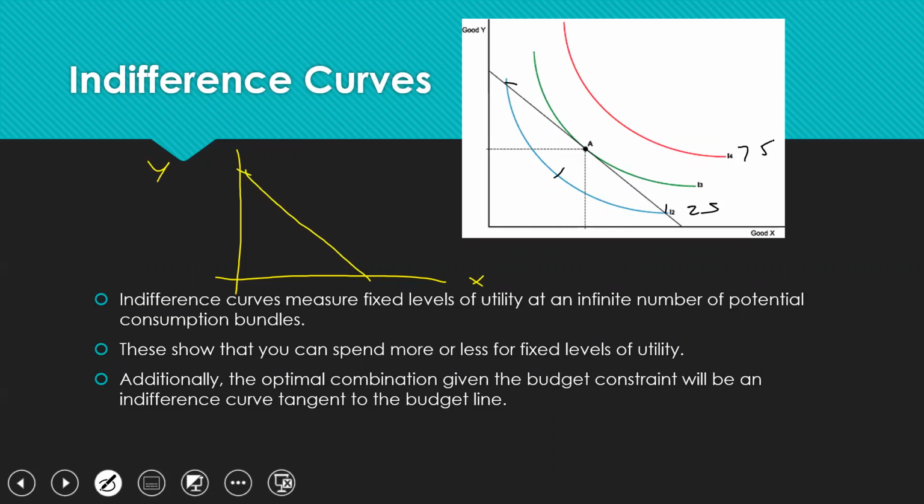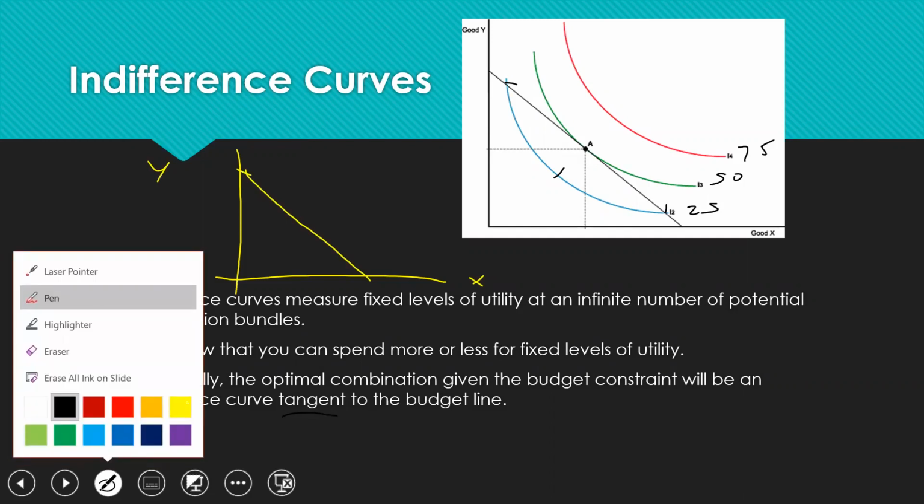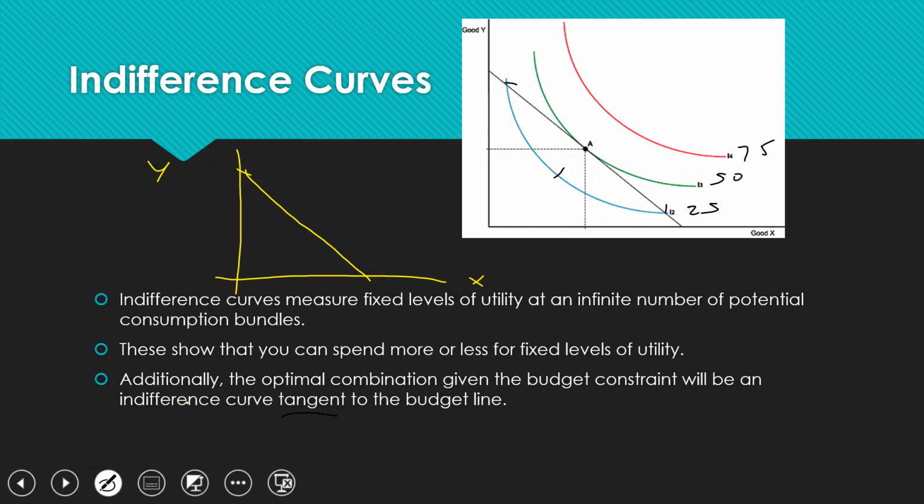Now the ideal situation, let's say it's at 50 units of satisfaction, is to find a point in which the indifference curve is tangent to the budget constraint. So what does tangent mean? Tangent basically means that you are touching it at one location but nowhere else. What that basically means is that there's no possible combination of 50 units of satisfaction that you could achieve without spending more than your total budget.